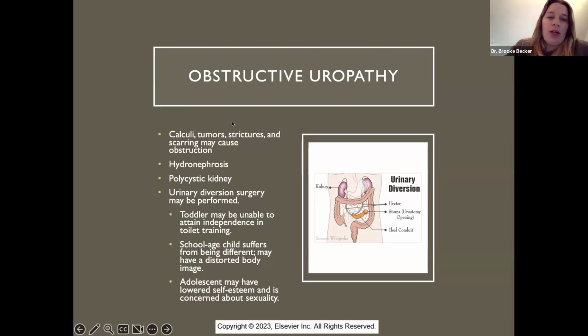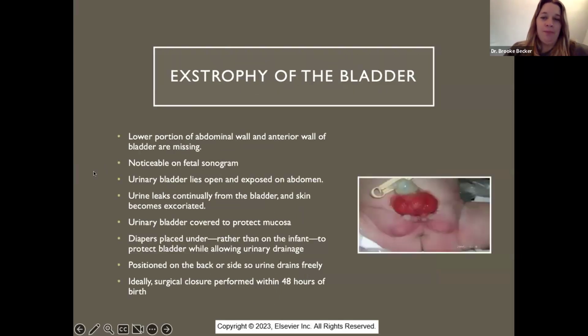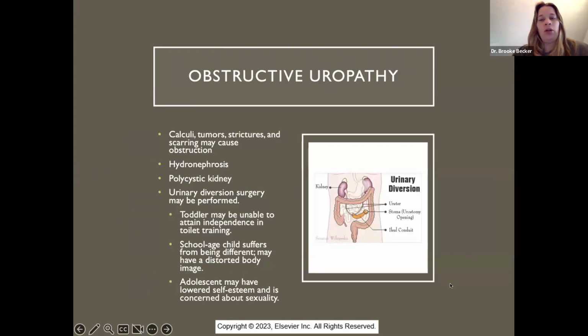There's a question about whether voiding works the same way positionally with exstrophy of the bladder. Yes, they'll still be able to urinate normally. It's just that the urine is going to drain out because it doesn't have an actual opening like it should until after they have the surgical repair. So keep them on their back or their side so the urine can drain appropriately.